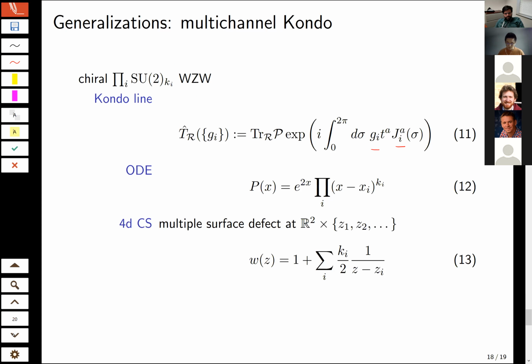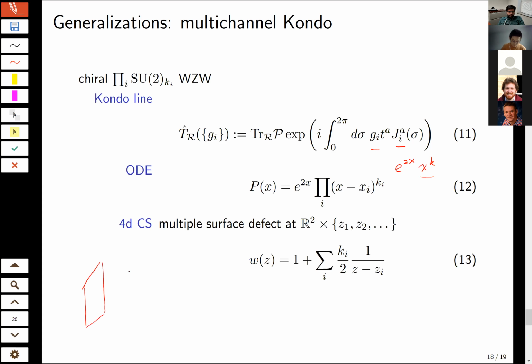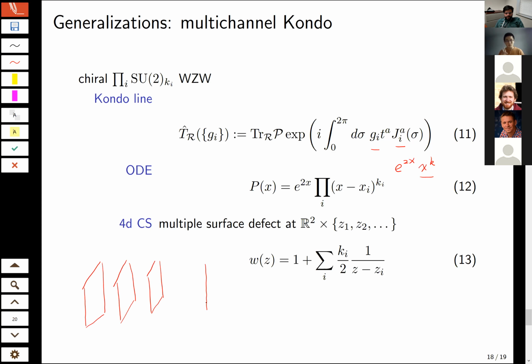So before, I had this e to the 2x and x to the k. Now I have one factor for each SU2, so I have a product of zeros. The construction in 4D Chern-Simons is also very simple. Before I had one surface defect, now I have multiple surface defects, each located at different positions along the z direction. And the Kondo defect is coming from one single Wilson line in the bulk. The corresponding twisted one form is here.